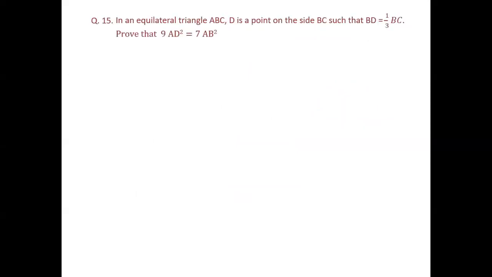15th question. In an equilateral triangle ABC, D is a point on the side BC such that BD is 1/3 BC. Prove that 9AD square is equal to 7AB square. See, this is how the figure is. It's an equilateral triangle. So let us draw an equilateral triangle ABC.